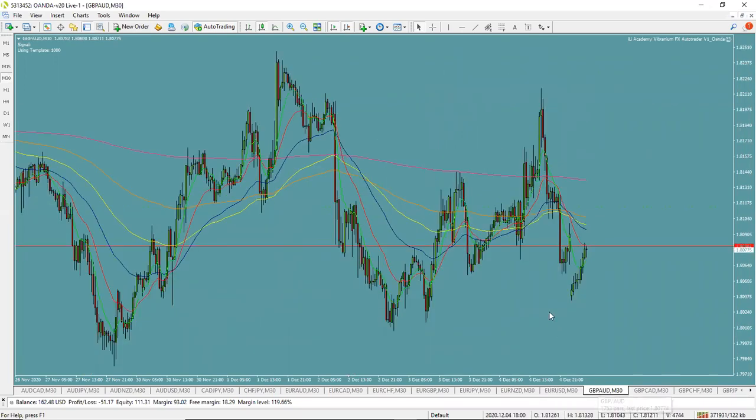As far as pound Aussie goes, we're trading below our 720. Now, recently we were above the 720, kind of spiked up beyond that, and then we fell right back down.